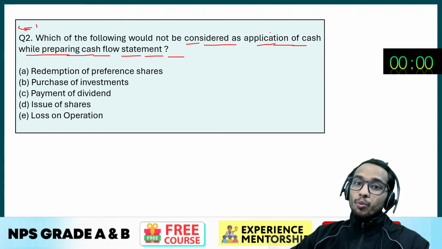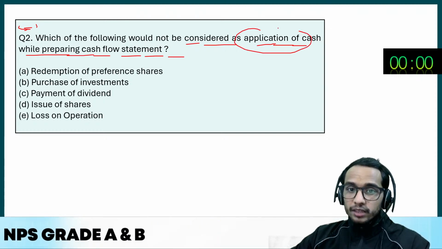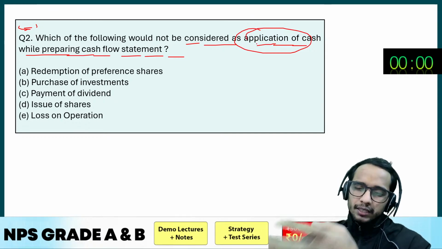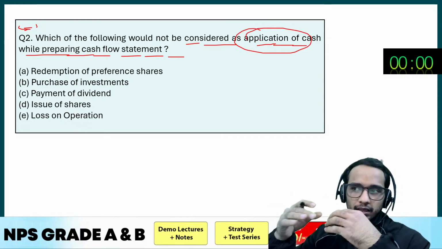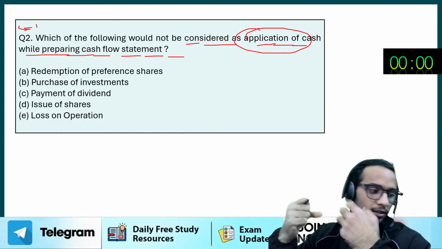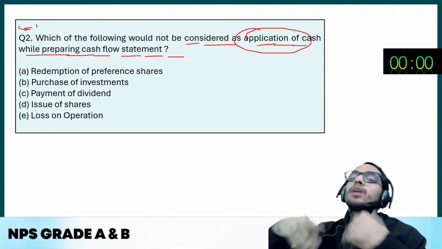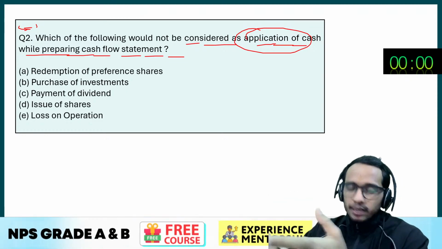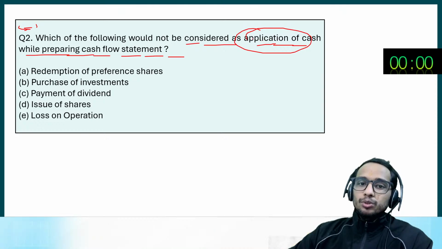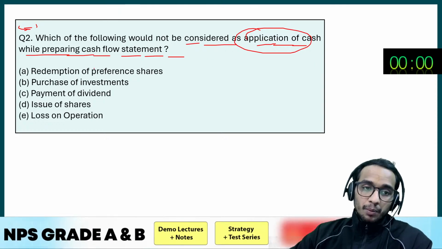Okay, the question says, which is not the application of cash? What is application of cash and what is source of cash? See, in the organization, whenever you are getting the cash, whenever you are getting the money, that is your source of cash. But when you are utilizing it, it is your application of cash. It is as simple as that, right? So the question is asking which is not the application of cash.